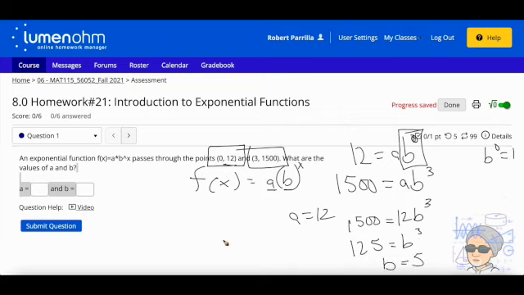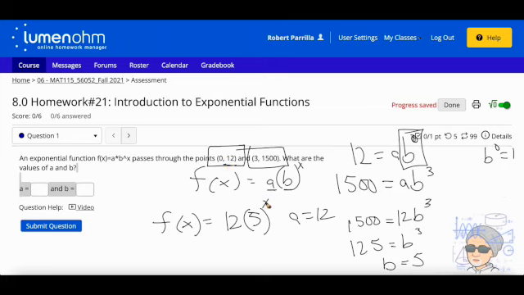If you know b of 5, you have a of 12, you have the entire thing. f of x will be equal to 12 times 5 to any power, and that should work. So let's try it out.